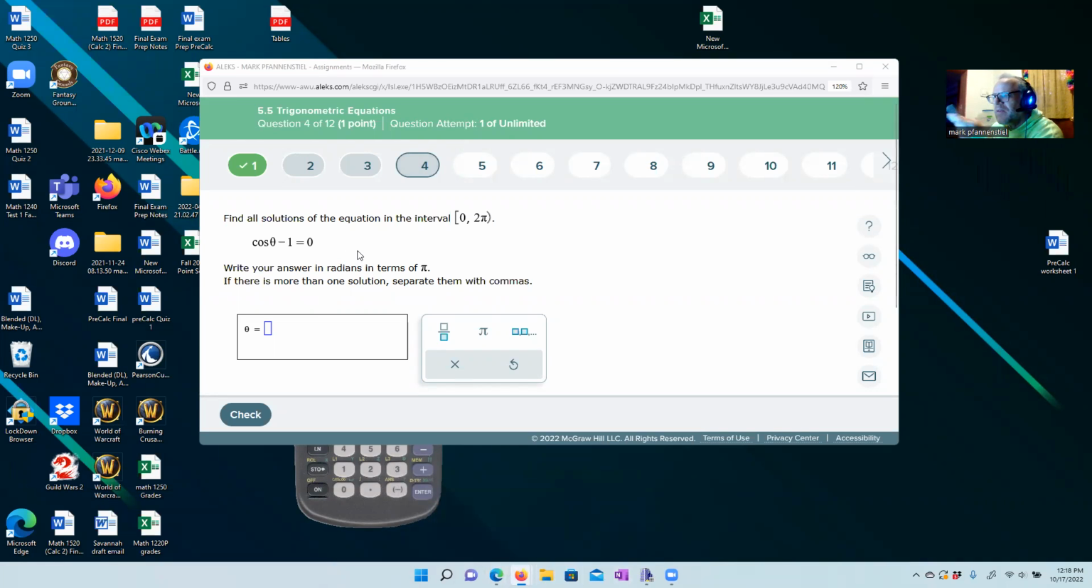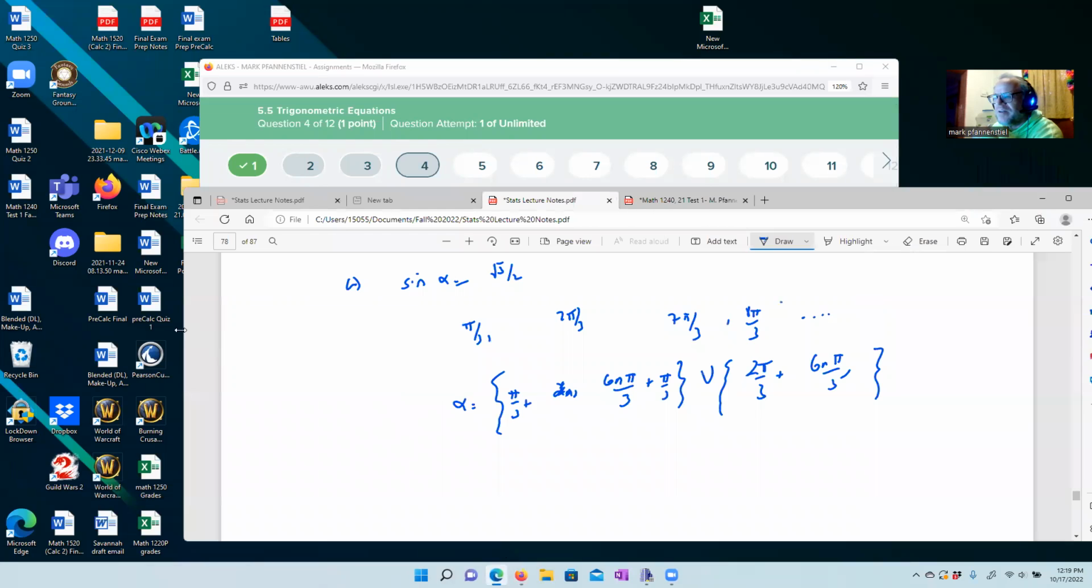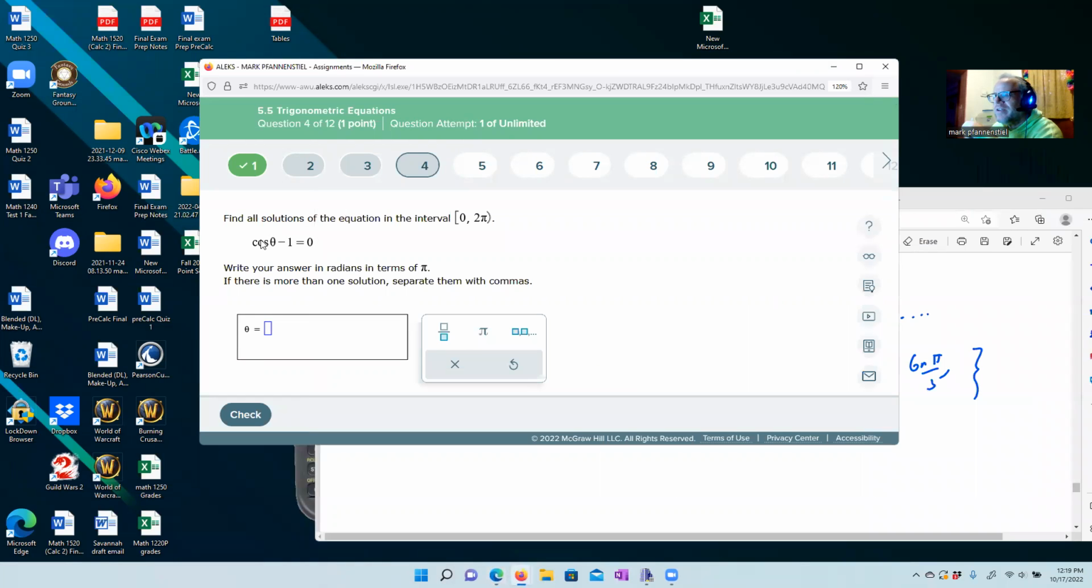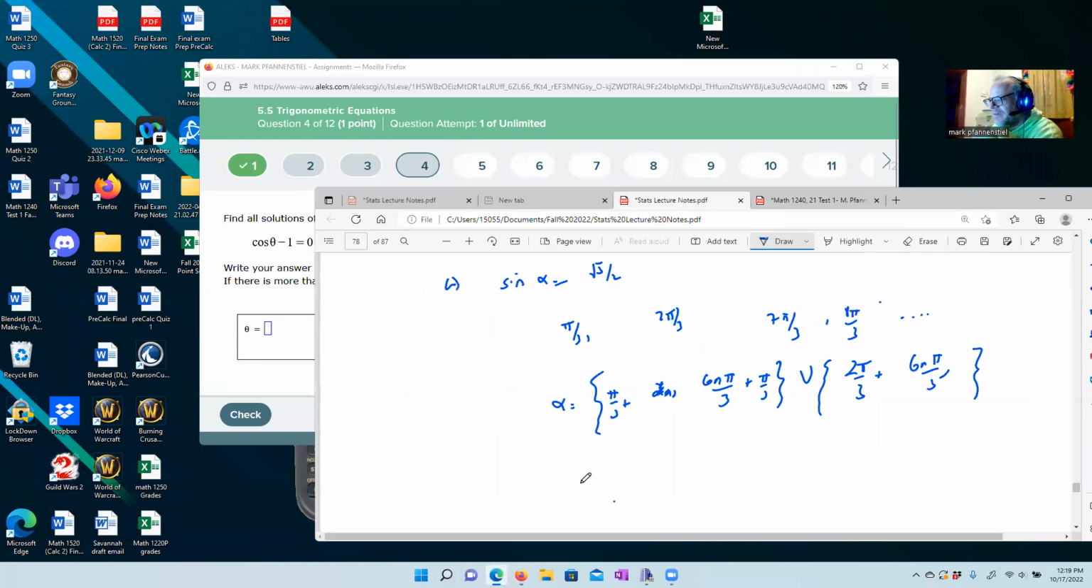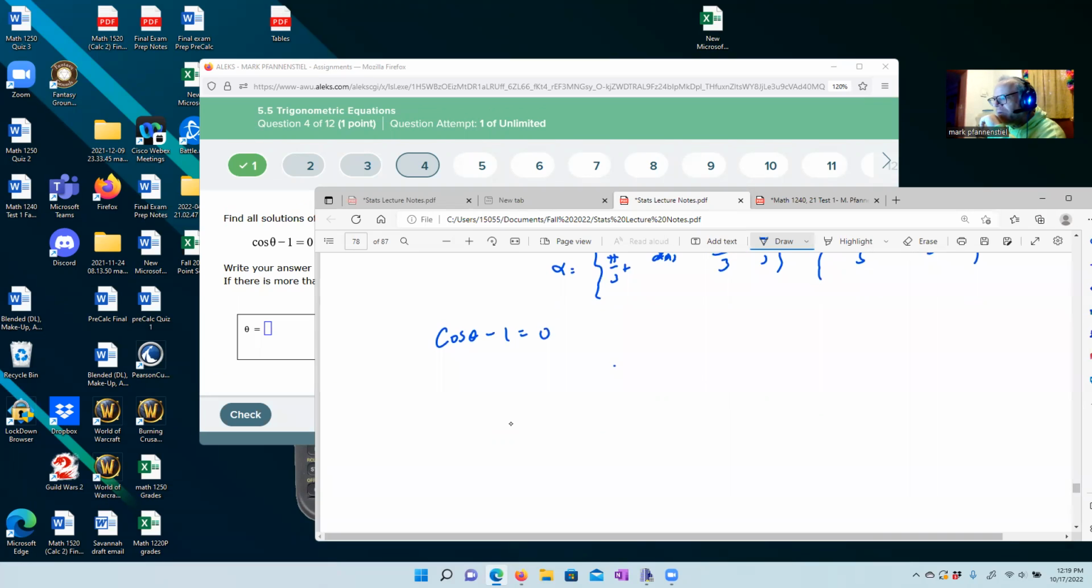So what we're doing here is trigonometric equations. Again, this is a very common type of problem I would put into my calc class just to reinforce this topic. Here we want cosine theta minus 1 equals 0. So all we're going to do is say, okay, cosine theta equals 1.